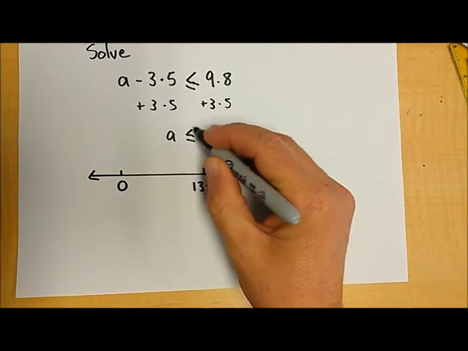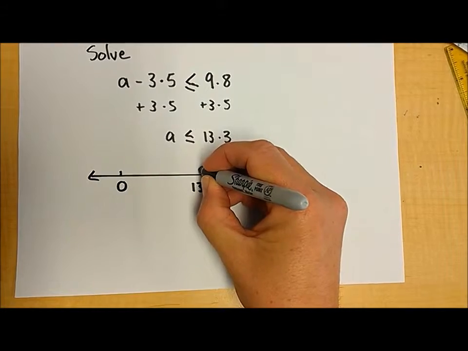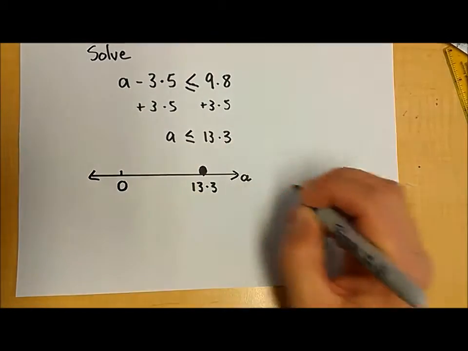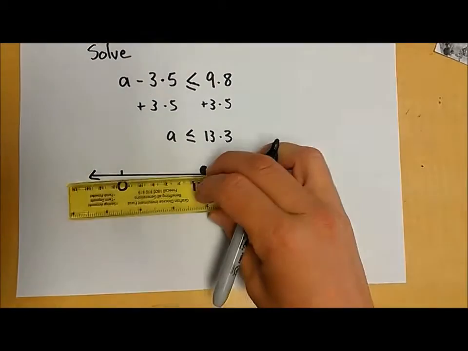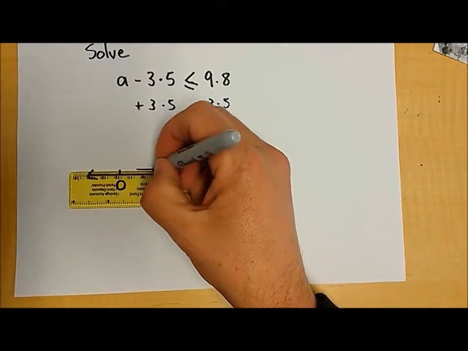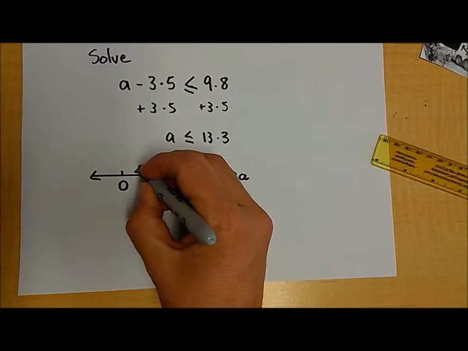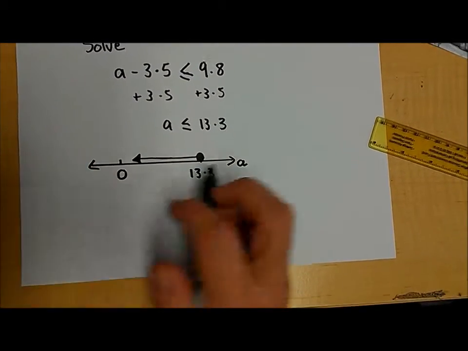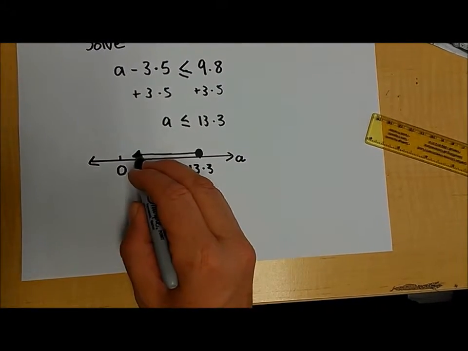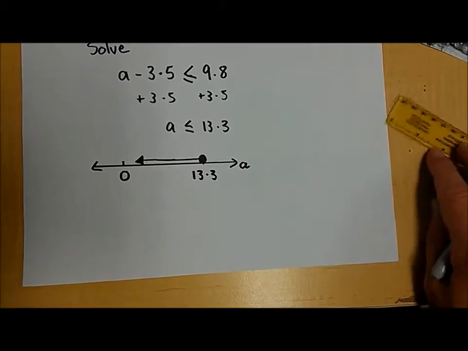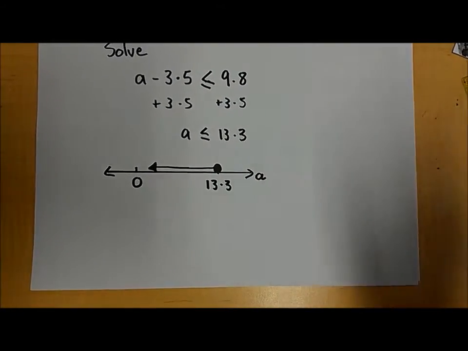Now this time it's less than or equal to, so I'm actually going to want to include 13.3. I'm going to put a coloured dot in there, and it's all of these values down here that go this way, and there's no other value on the other end to stop it. So all these values work. I'm going to put an arrow here to indicate it keeps going on forever in that direction.